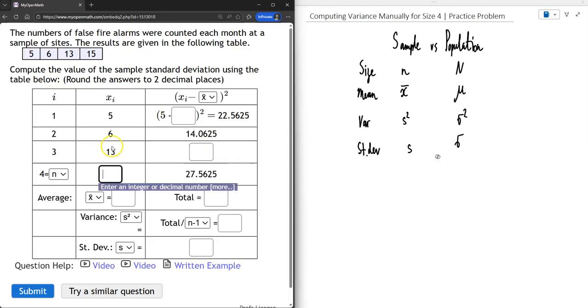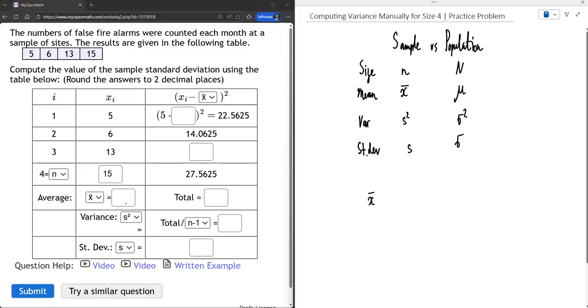Now we're going to turn this data into this table. Here goes the fourth observation, which is 15. So I'm just going to enter 15 right here. And here we're going to compute the average. How do we compute the average? We take the total. So x bar is equal to 5 plus 6 plus 13 plus 15 divided by 4. 5 plus 6, 11, 11 plus 13, 24, 24 plus 15, 39. 39 divided by 4, it's 9.75. This is our average.